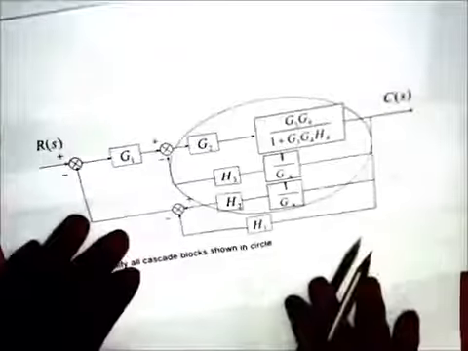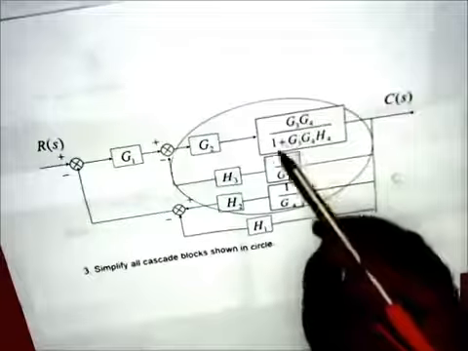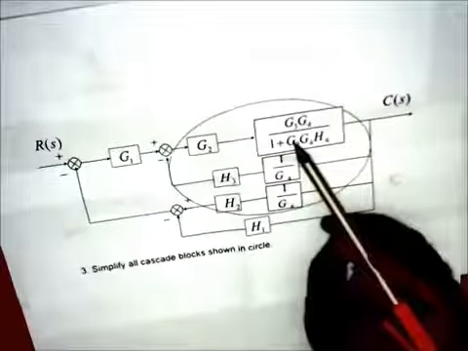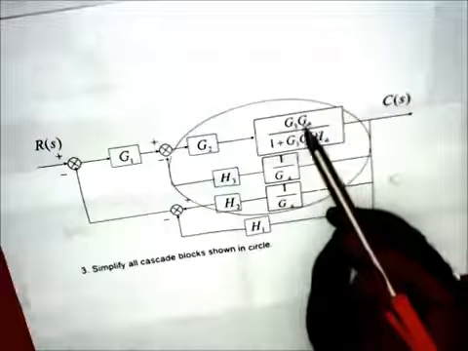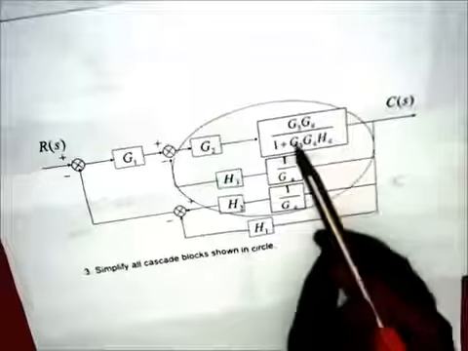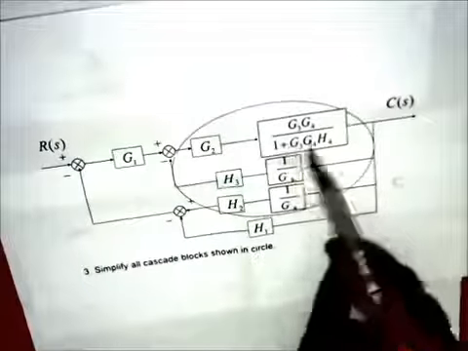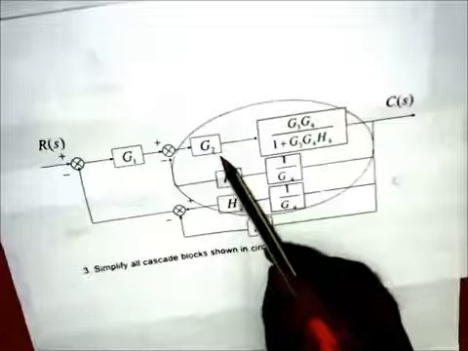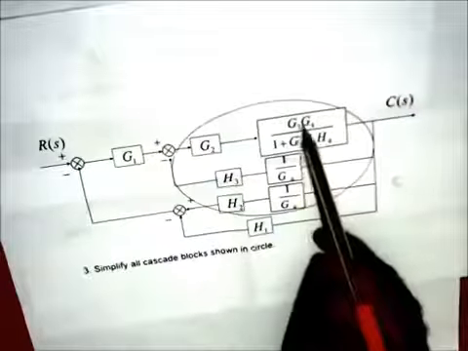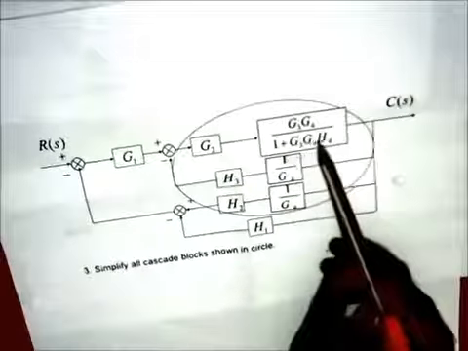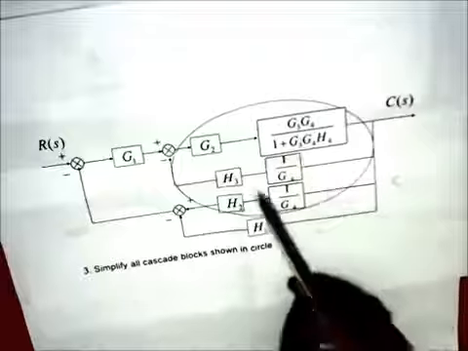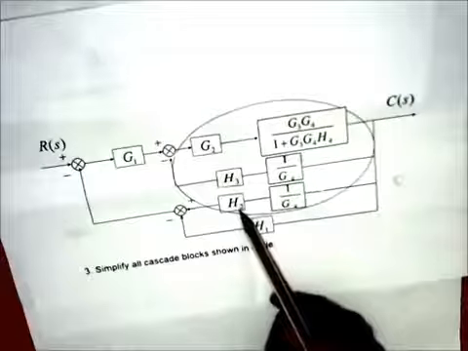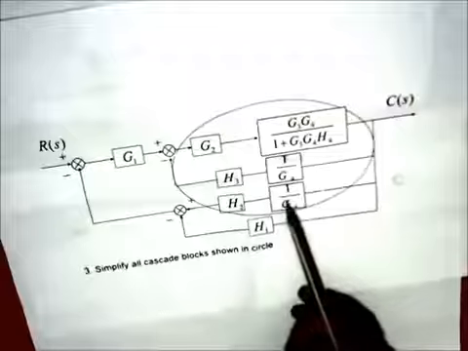So it becomes G3 G4 upon 1 plus G3 G4 H4. This is the block after simplification, meaning solution of the feedback system. So now we go ahead. Look here, G2 and G3 G4 upon 1 plus G3 G4 H4 are in cascade. Similarly H3 and 1 upon G4 are also in cascade, H2 and 1 upon G4 are also in cascade.